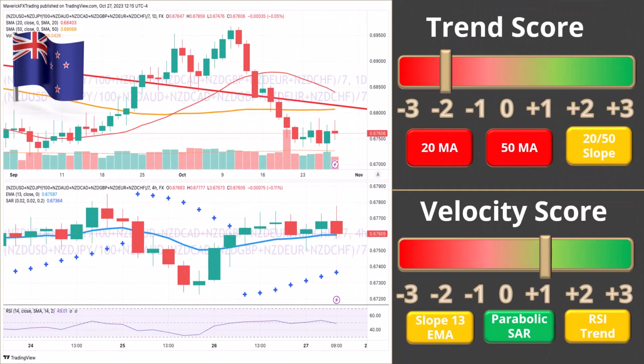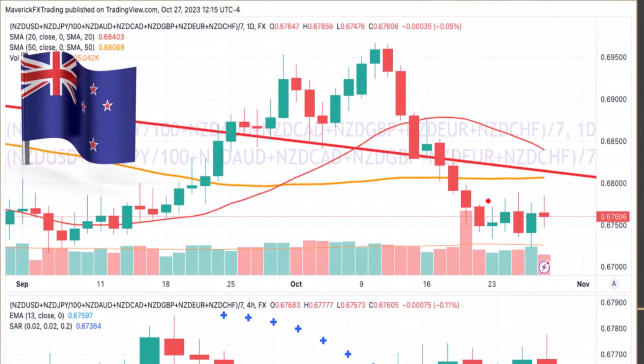And Kiwi, on the other hand, looks a lot better to me as a short. And if we take a look at the Aussie-Kiwi pairing as well, we can clearly see that the Aussie is outperforming the Kiwi. And if we take a look at inflation numbers, I found that interesting. The inflation numbers out of Australia were hotter, but the inflation numbers out of New Zealand were weaker.